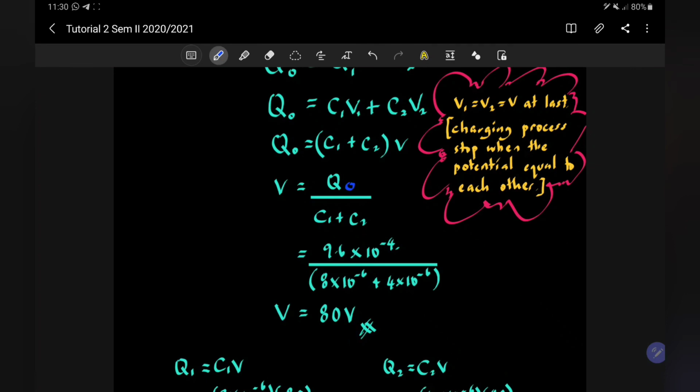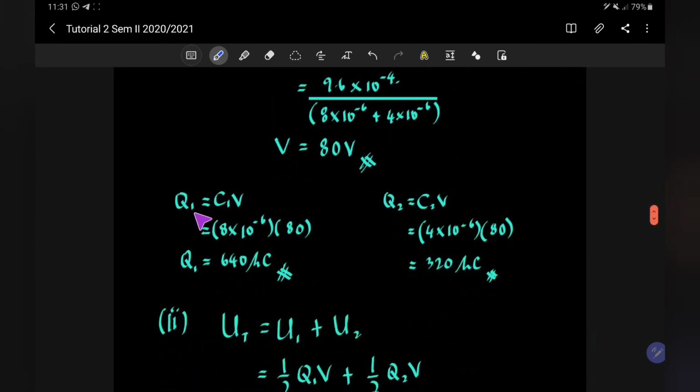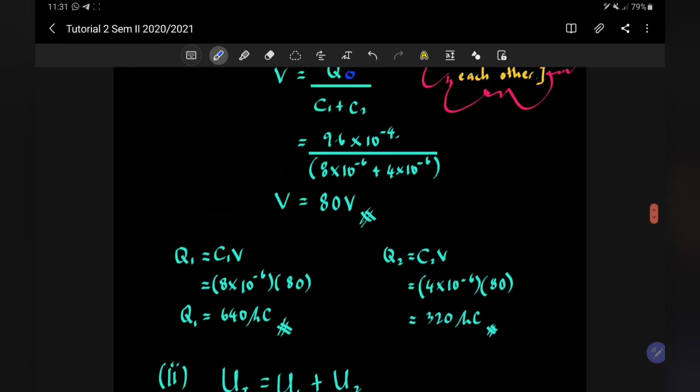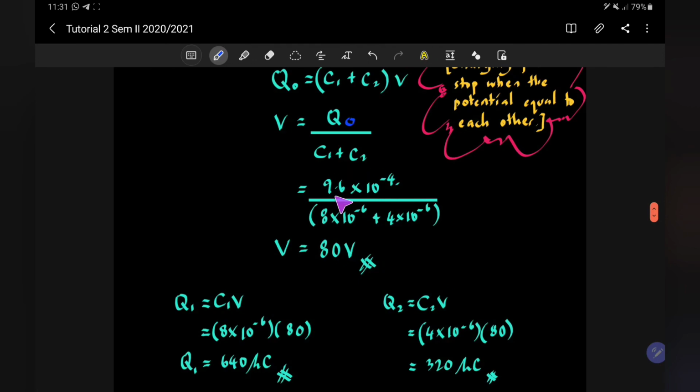When the potentials are equal, there is no more charging process. So the charges are not transferred anymore from C1 to C2. Alright, and then we calculate Q1. Q1 equals C1V. V is 80 volt, C1 is given already, so you will get Q1. This is the Q stored in C1, and the Q stored in C2 equals C2V. V is 80, C2 is given already, so you will get Q2. So this is Q1 and this is Q2. Remember, Q1 plus Q2 still equals Q total, because the charge remains constant according to the principle of conservation of charges.